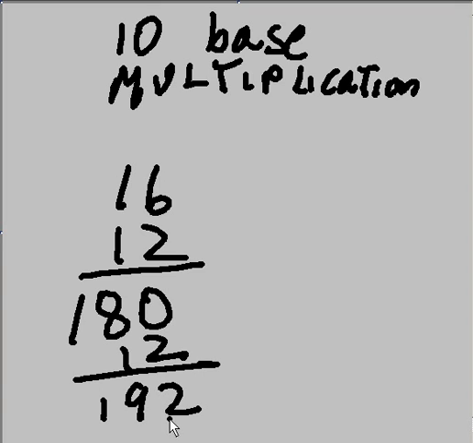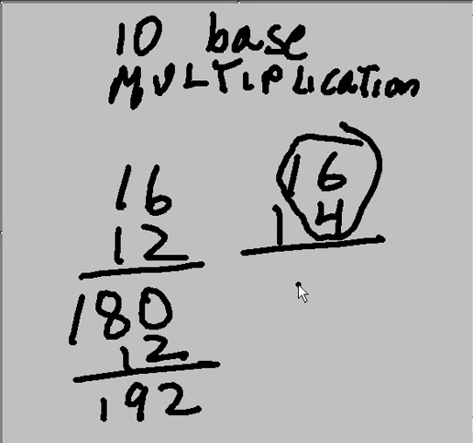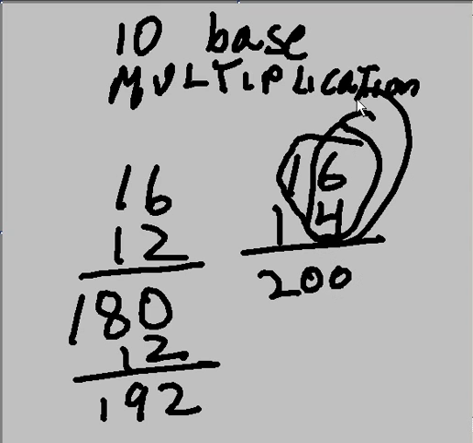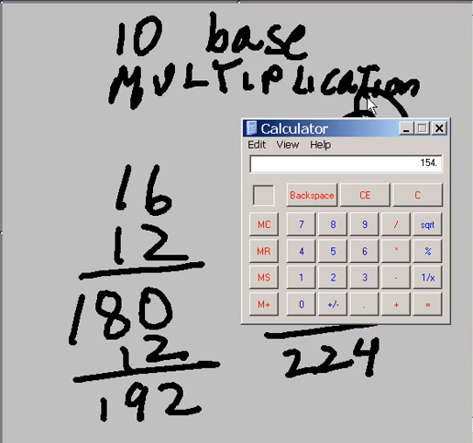Wow. How about 16 times 14? 16 plus 4 is 20. Times 10 is 200. 6 times 4 is 24. 224. We need corroboration, please. Okay.